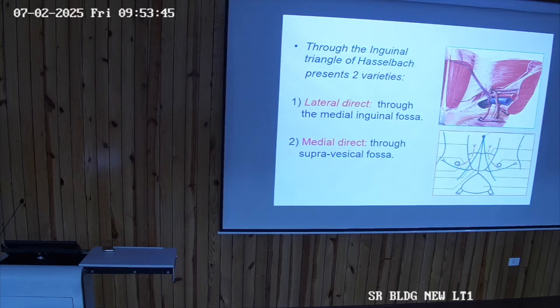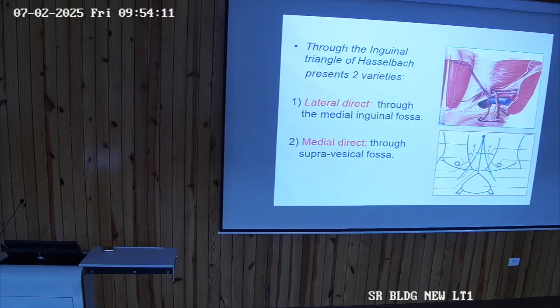ये कौन सा ट्राइंगल है? Hesselbach's ट्राइंगल है. होना कहाँ से है डायरेक्ट हर्निया? इसी Hesselbach's ट्राइंगल से. What are the boundaries? This is what? Lateral border of rectus abdominis. This is what? Inferior epigastric artery. This is what? Inguinal ligament. So now this hernia can be medial direct, it can be lateral direct.